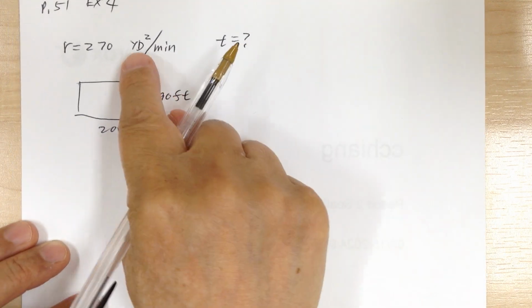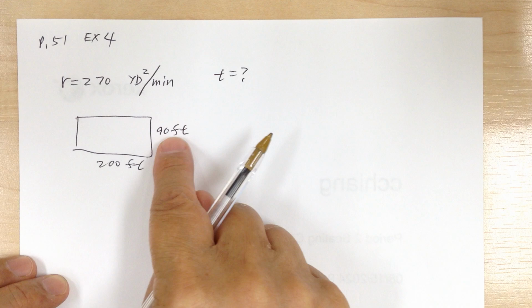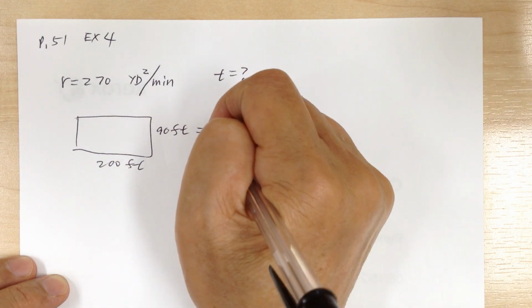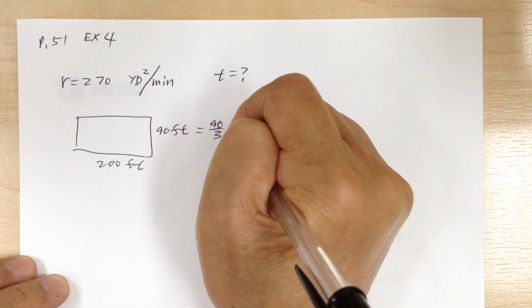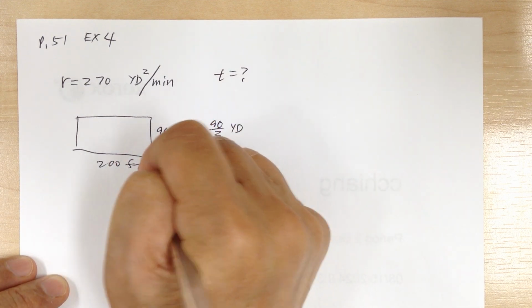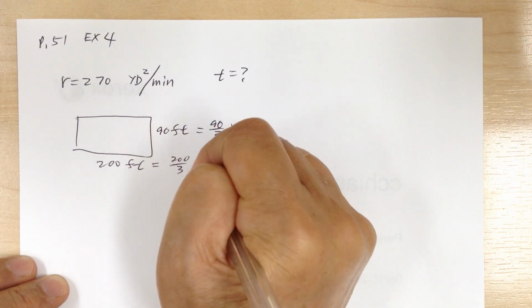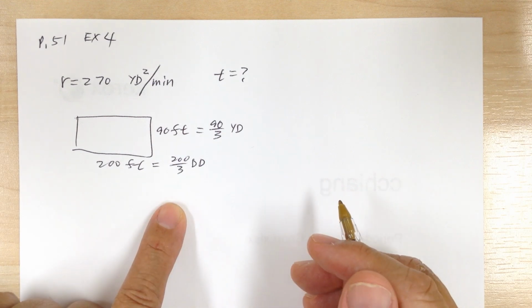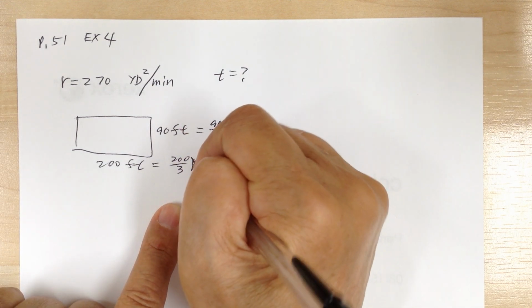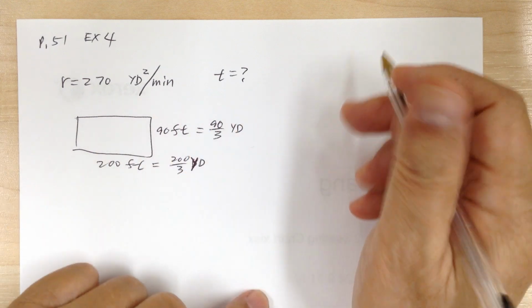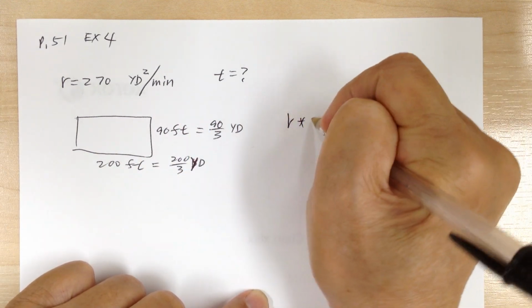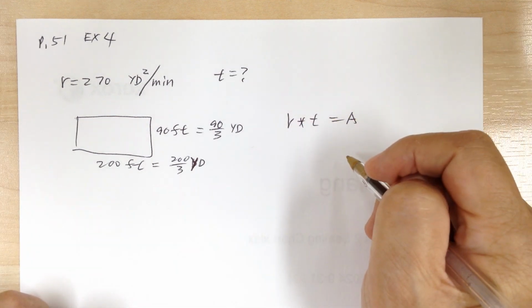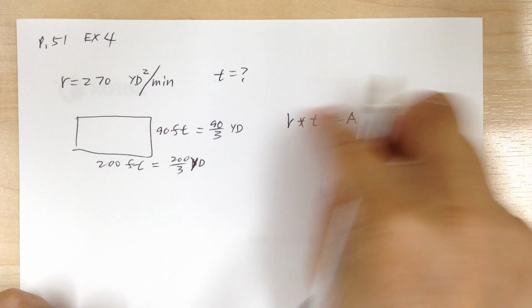Okay. Now notice the rate is in yards, so you have to convert this into yards so that this would match. Okay? So you have to divide by 3, since 3 feet equal 1 yard. So 90 over 3 yards, and this would be 200 over 3 yards. Okay, now first I have to find the formula. So rate times time will equal the area that it will cover. Okay? So since you're looking for time, let's go and substitute everything.